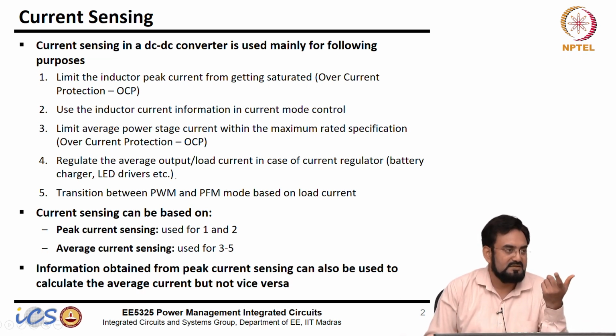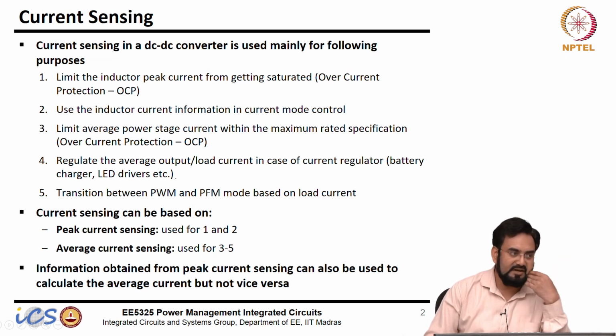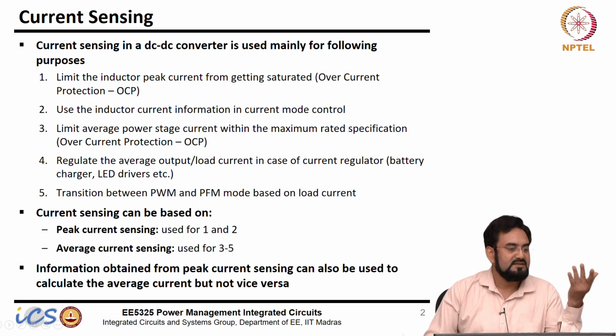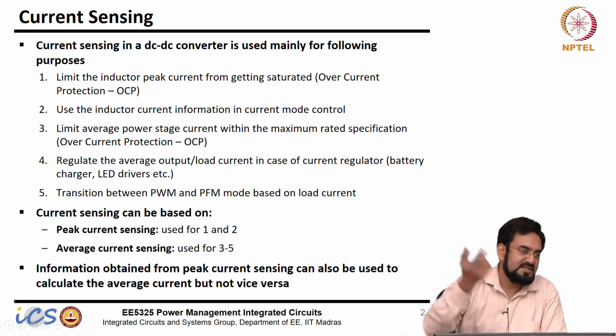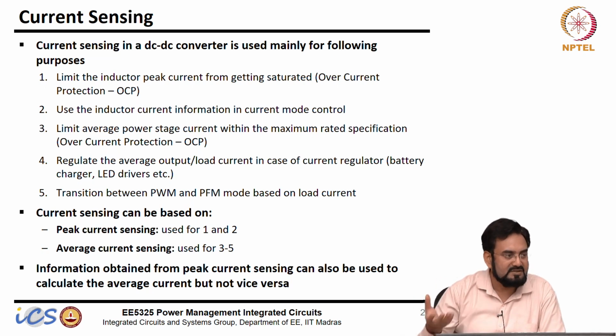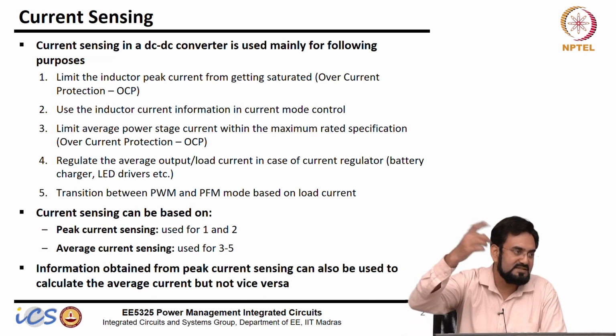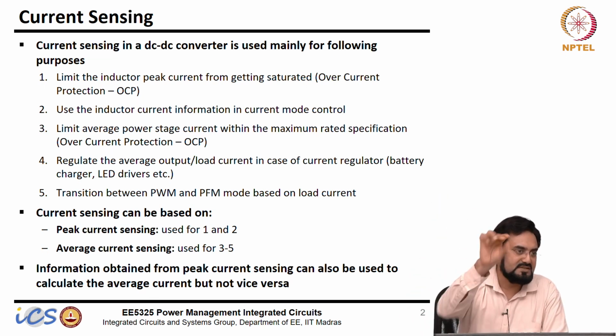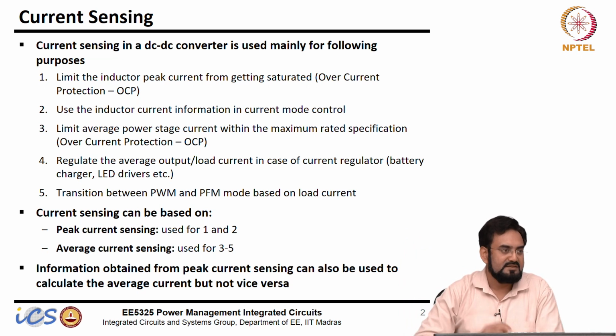Another place where we require current sensing is if I want to build a current regulator. We already talked about current regulators: they are required for battery chargers and LED drivers, because a battery is supposed to be charged with a constant current, and LEDs also are supposed to be driven with a constant current, because it has an exponential relationship. You cannot just apply a constant voltage and say okay, the LED will light up.